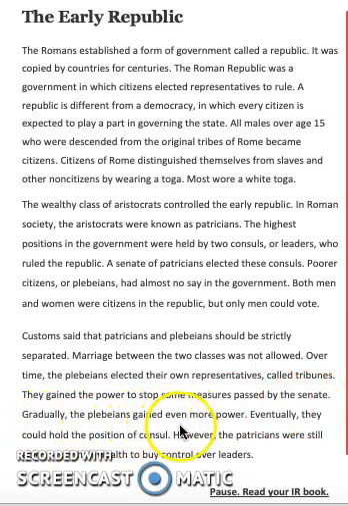Gradually, the plebeians gained even more power. Eventually, they could hold the position of consul. However, the patricians were still able to use their wealth to buy control over leaders.